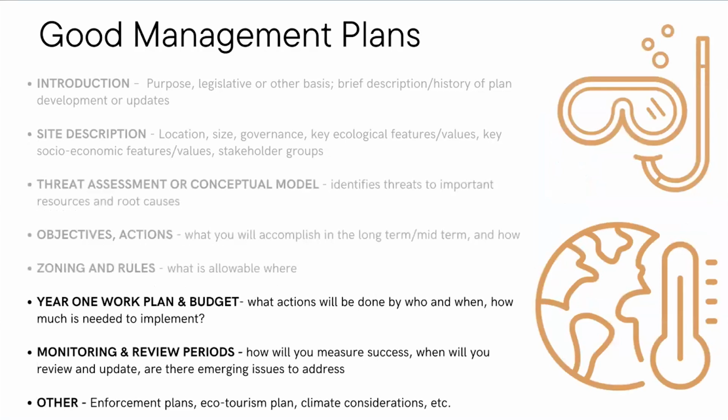The final three sections are additional components that provide details about how you're going to implement the plan. And they include a year one work plan, or one year work plan, and budget. So that's really, what are you going to do in the next year? Who's going to do it? And what does it cost? And this is where you can prioritize what you're going to do and really say, these are the most important actions for us to move toward achieving our goals and objectives.